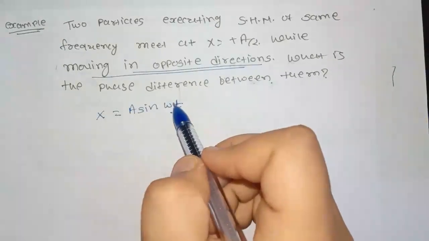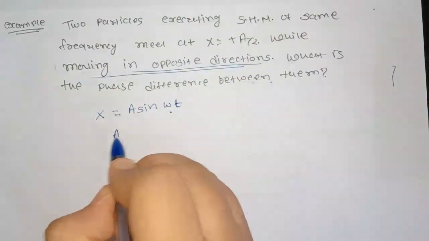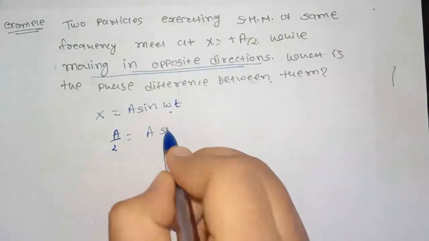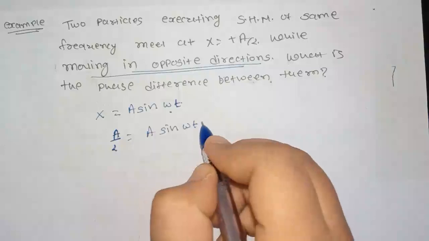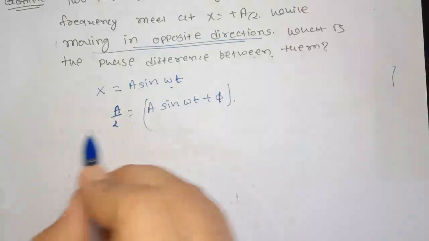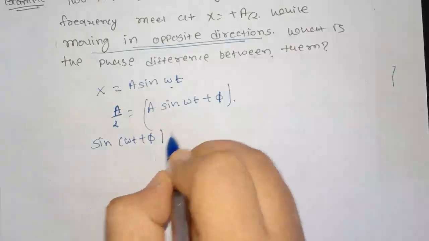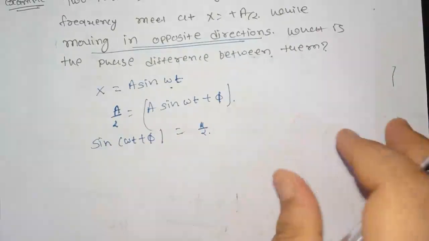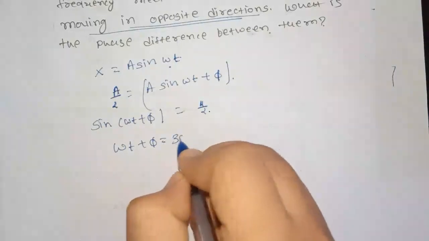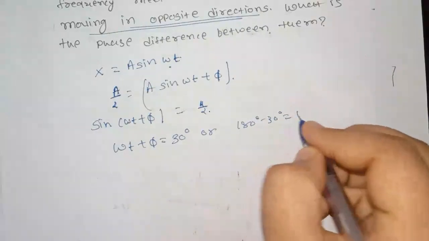Now, they meet at a point A by 2. So at particular instant, this particle will be at point A by 2 is equals to A sine of omega t plus phi. So we can write sine of omega t plus phi is equals to 1 by 2. From this we can say omega t plus phi is equals to either 30 degree or 180 minus 30 degree, that is equals to 150 degree.